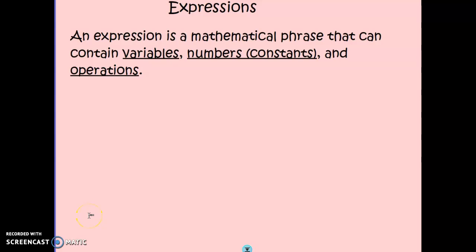Good morning. Today we're going to start working with expressions. An expression is a mathematical phrase that can contain variables, numbers, also known as constants, and operations.